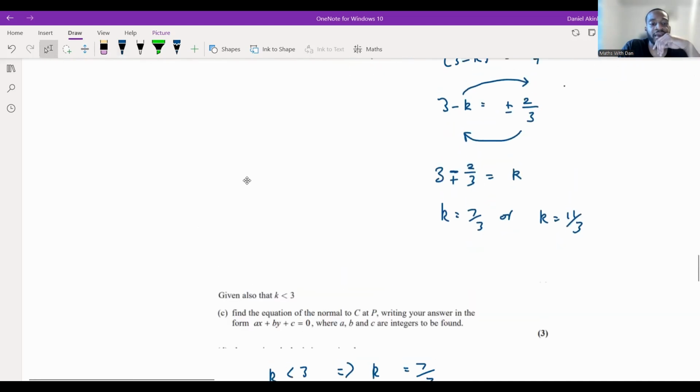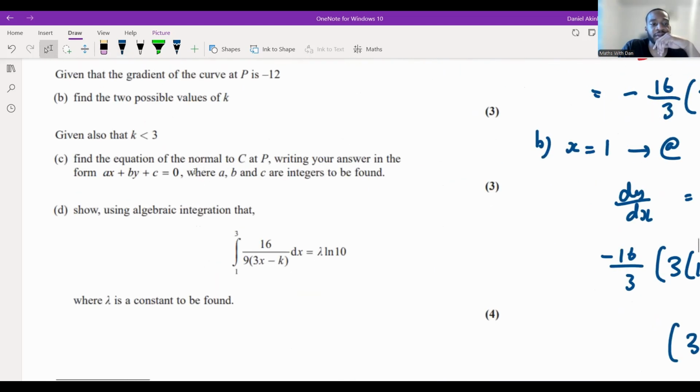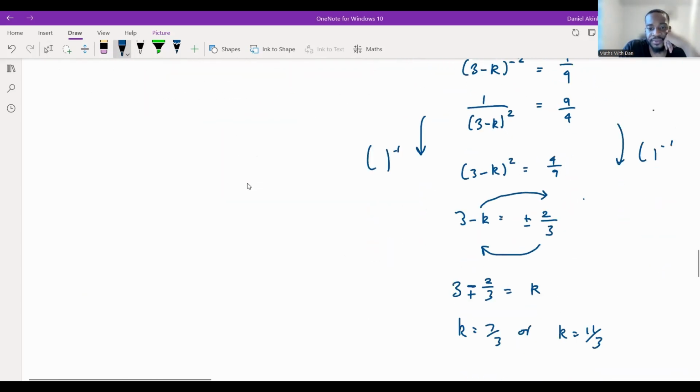also, by the way, when you just look at the question, the fact that it says given also that k is less than 3, it means that it's part of part D as well. So we're going to use that as a constraint. Yeah, so we're still going to use k equals 7/3. Does that make sense, guys? Because it's part of it. So it's like given that, and then you've got C and then you've got D. So doing that, what are we going to get?